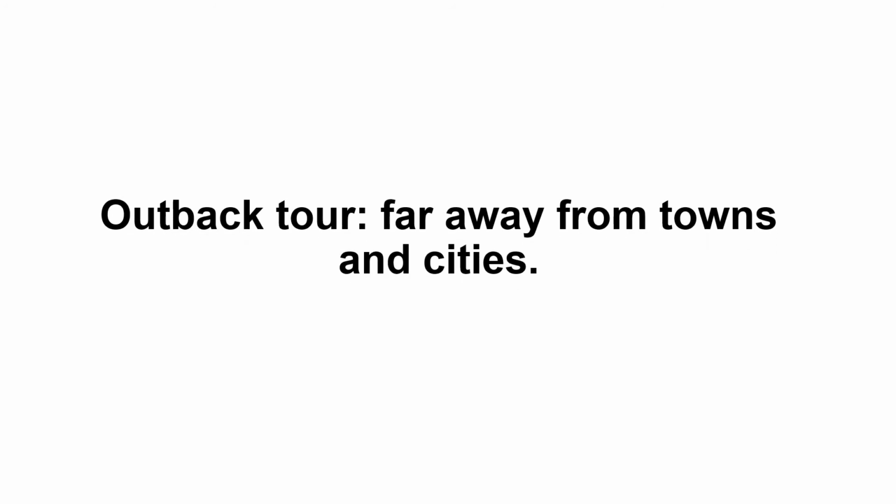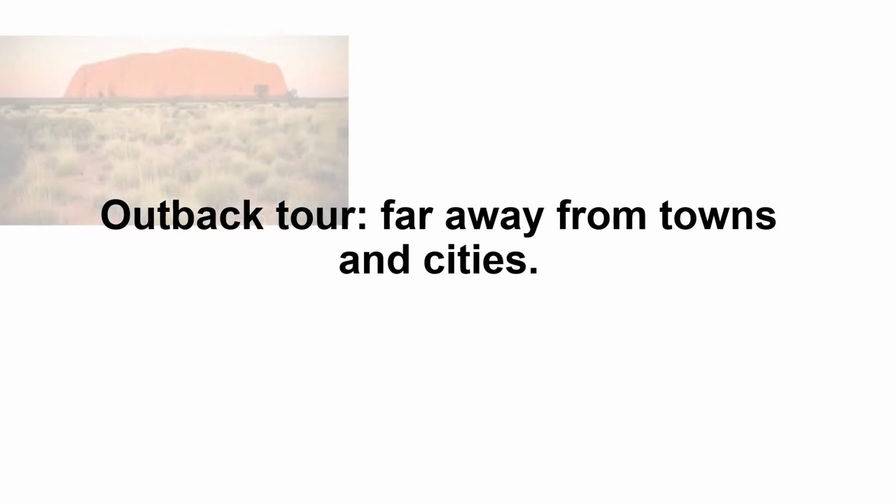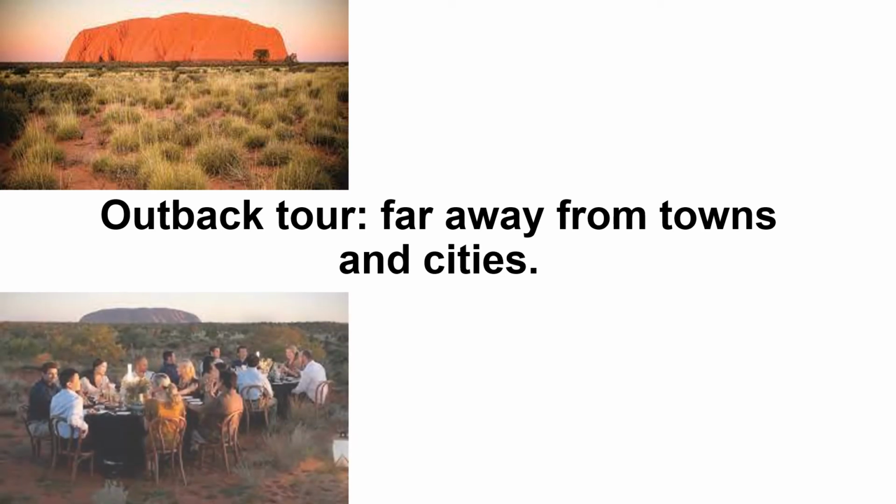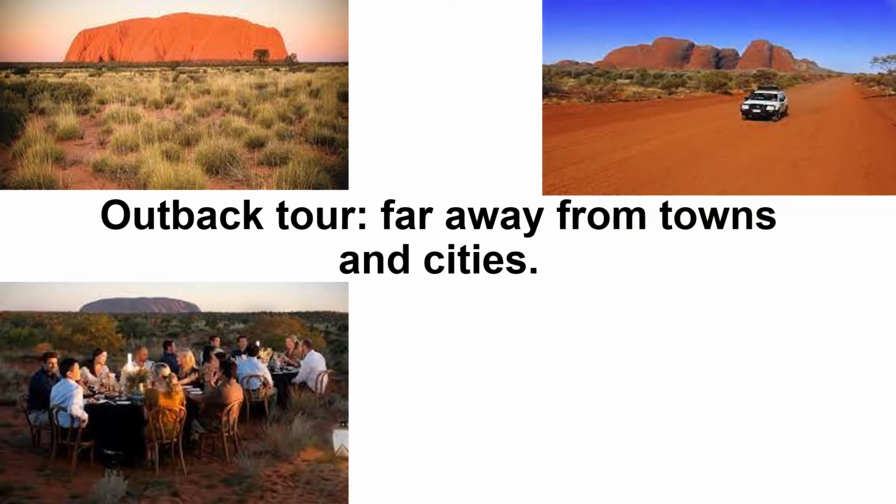Another is Outback tour. Outback tour means far away from towns and cities. So Outback tour means going to or exploring places which are away from the town or away from the cities. For example, the desert. In Australia, if you say Outback tour, it means you're going to the desert or the rainforest, which is far away from the city. So this is what we call Outback tour.